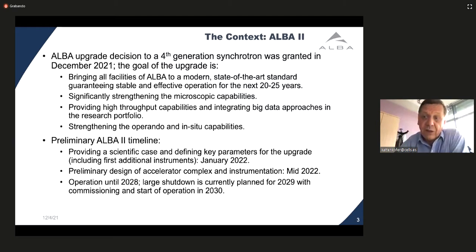So we have some kind of wiggle room here, and it depends on the money flow and where the money comes from, what kind of timeline we will get.